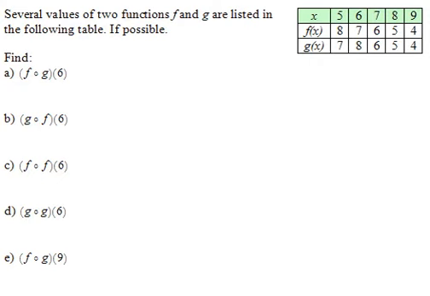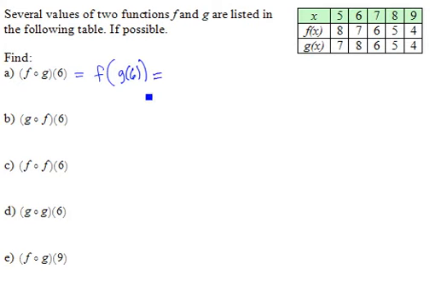Several values of two functions f and g are listed in the following table, shown here. If possible, find f of g of 6, g of f of 6, and so on. Let's do f of g of 6 first. By definition, this means f evaluated at g of 6. Let's see if the table gives us a value for g of 6.